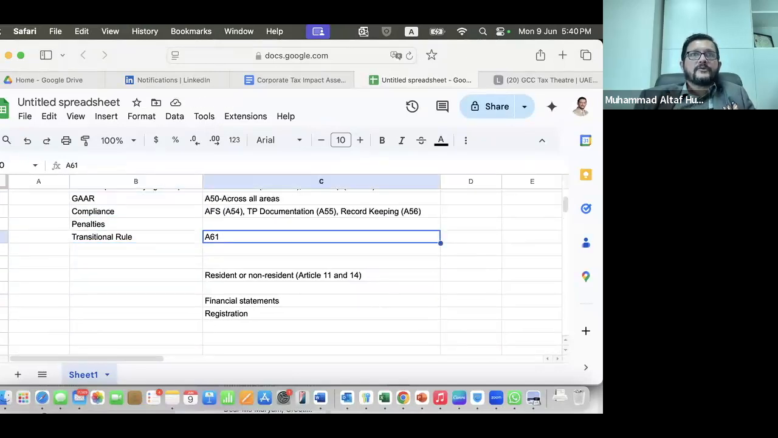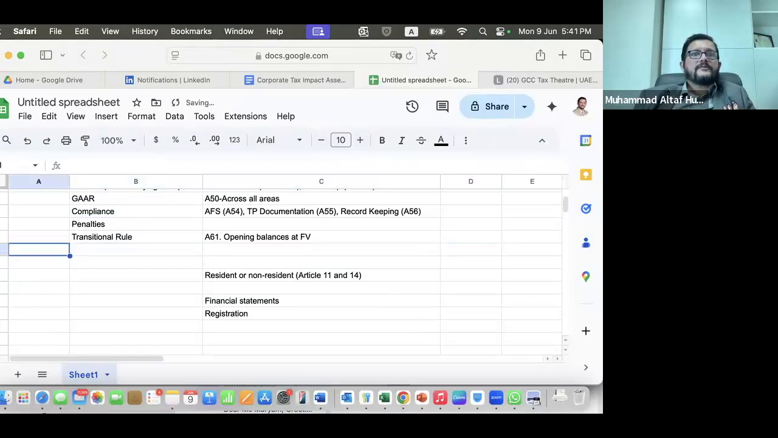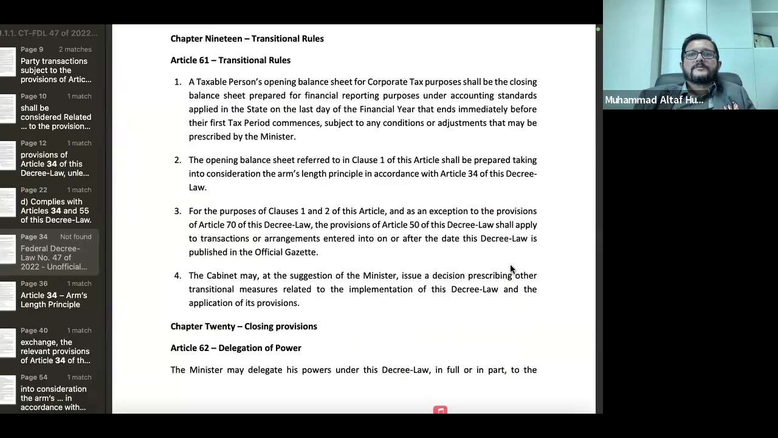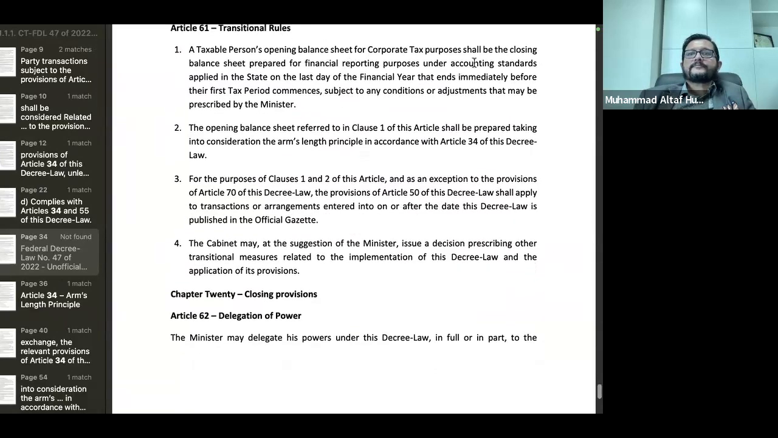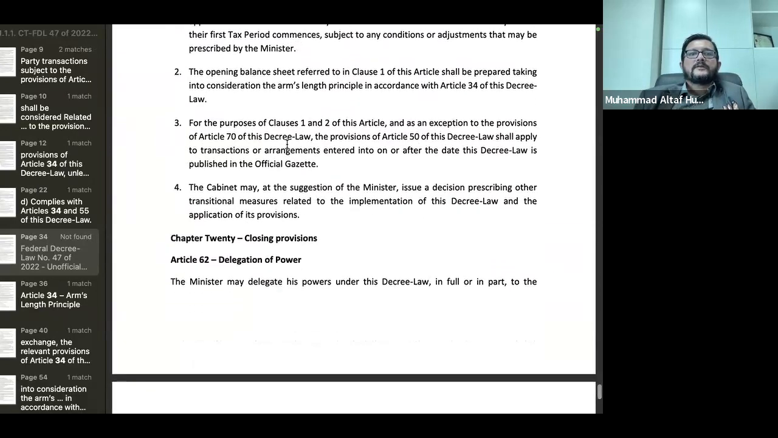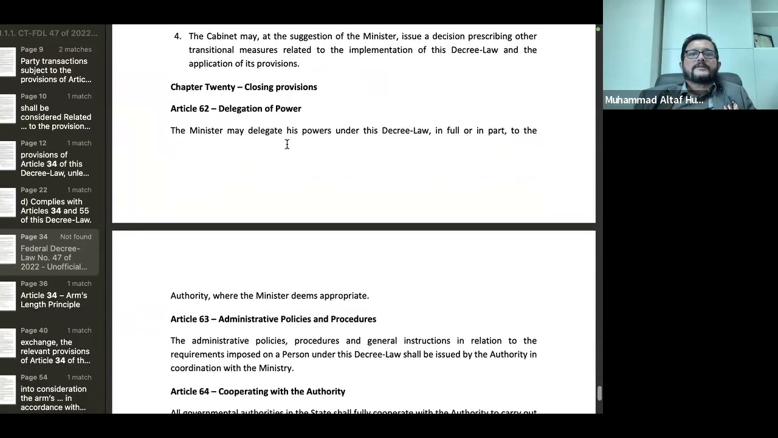Yes, true. So this we have to tell them: your opening balances. There is a decision also for the transitional provisions. Opening balances at fair value. You understand? Yes, this was identified and explained in the decision as well. There's a ministerial decision as alluded to. What else is there? That's it.